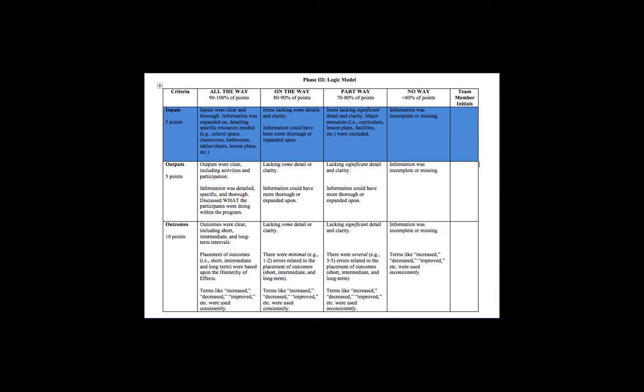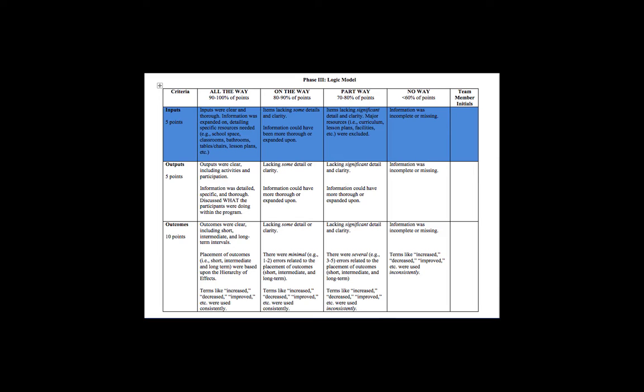Now we are looking at the Phase 3 logic model rubric. You will see the inputs shaded in blue. In the all the way column, the inputs are clearly and thoroughly identified. Information is expanded on, including specific resources needed, which some examples are school spaces, classrooms, bathrooms, tables and chairs, lesson plans, specific supplies like paper, scissors, those kinds of things. So you're really telling your reader what resources are needed to implement this program.